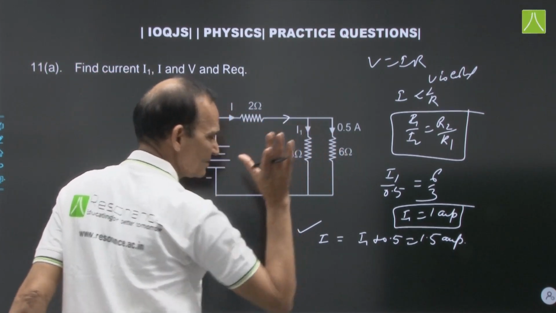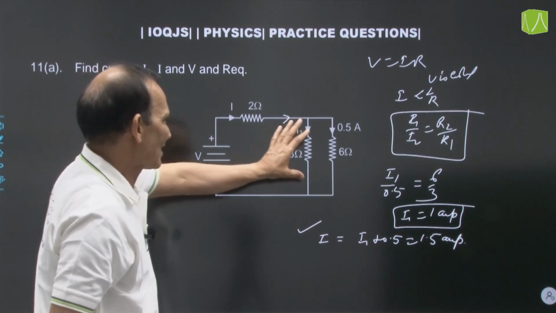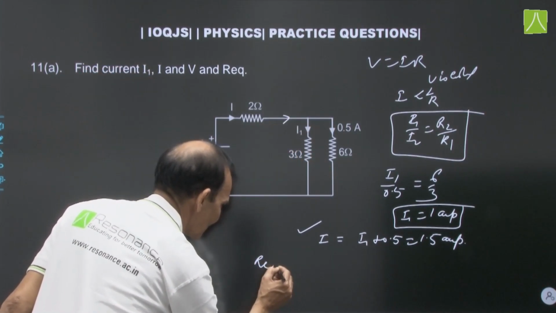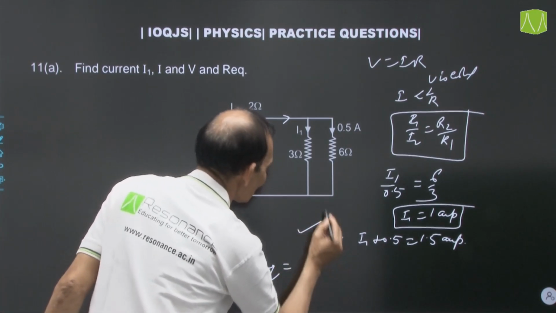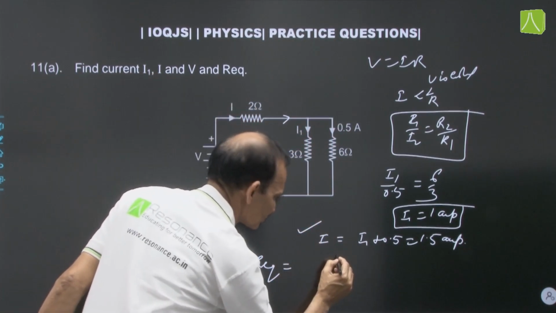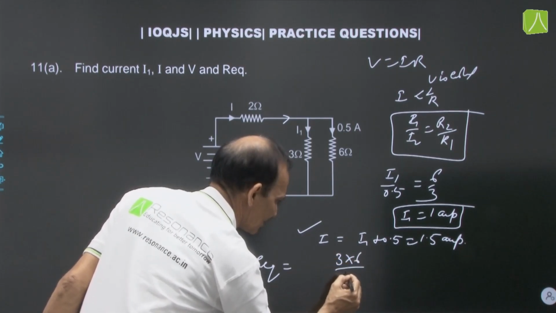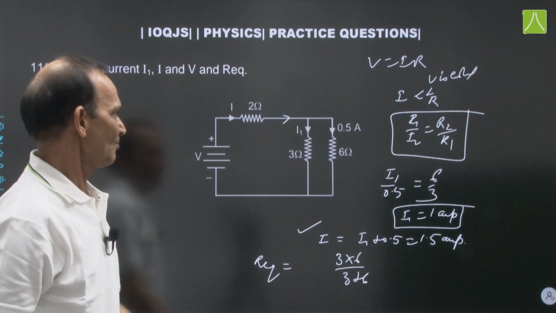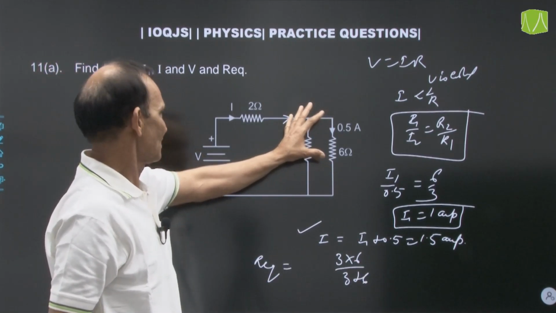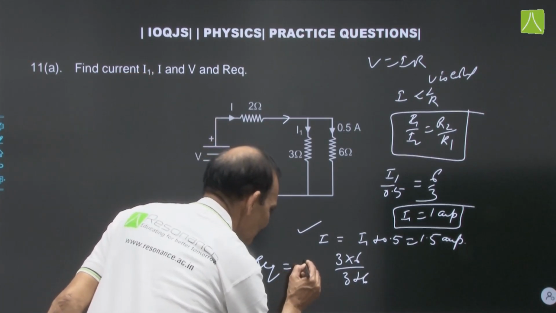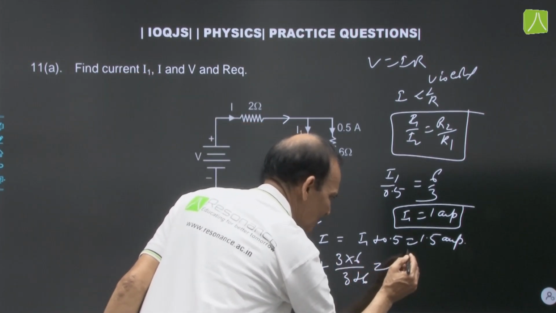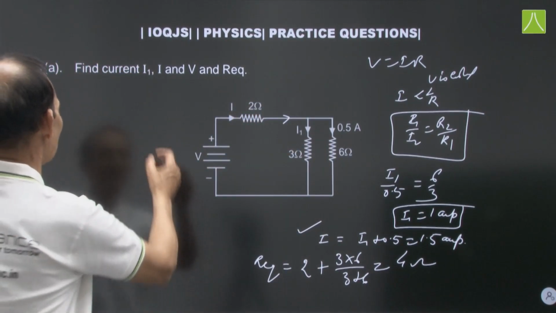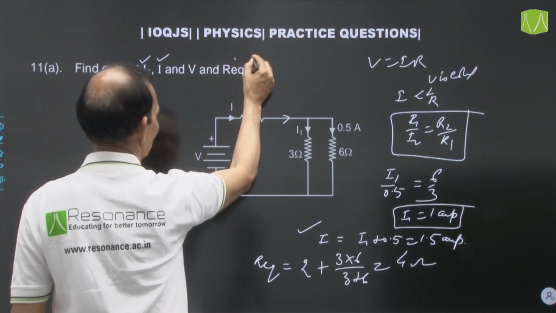Now think about R equivalent. These two are connected in parallel, so we can solve this. R equivalent will be, look, solve 3 and 6 ohm: 3 into 6 divided by 3 plus 6. It's the equivalent resistance of 3 ohm and 6 ohm only. But with this resistance combination, this 2 ohm is in series. So the resistance will be 4 ohm. So R equivalent is 4 ohm. We have found this, I, and this too.